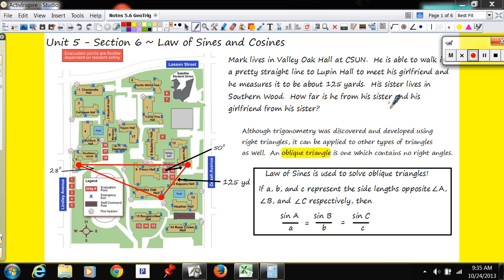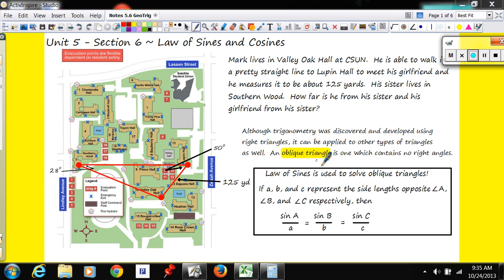How far is he from his sister and his girlfriend from his sister? So we want to know the two lengths here. We already have the one length. Now this is not a right triangle. So, trigonometry was discovered and developed using right triangles. But it can be applied to other kinds of triangles as well.